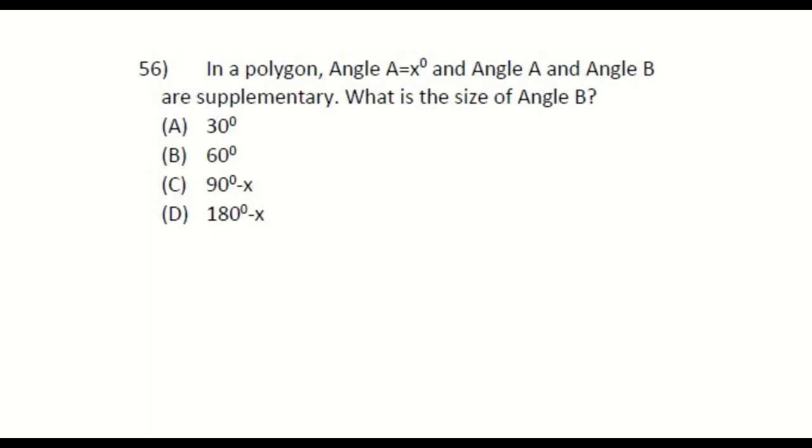Alright, number 56, in a polygon, A is equal to x degrees, angles A and B are supplementary. What is the size of angle B? In a polygon, angle A is equal to x, and A and B are supplementary, meaning that if you add A and B, you're supposed to get 180. So A plus B is equal to 180. Thus x plus B is equal to 180. So B would be 180 minus x, which is D.